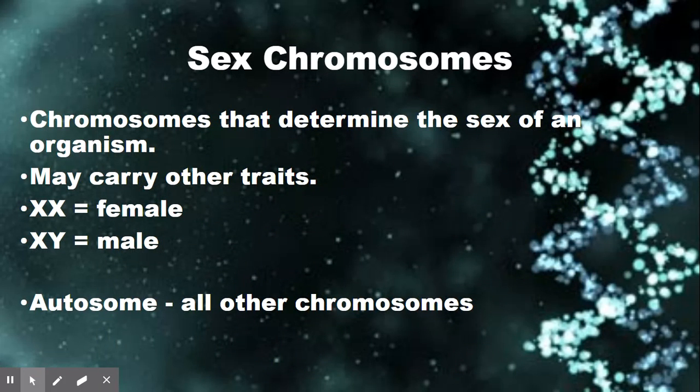Sex chromosomes help determine the sex of an organism. They make something either male or female, and carry certain traits. There are some traits that only males have, where females may not be able to have that trait. They are determined by X and Y chromosomes. If it has two X's, the organism would be a female. If it has an X and a Y, it would be a male. All other chromosomes are called autosomes. These are for all the other different cells and functions and traits in our body.